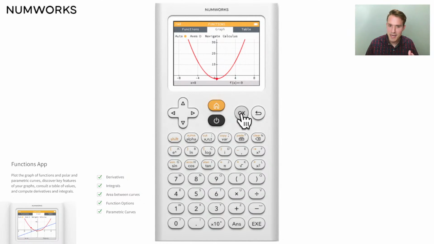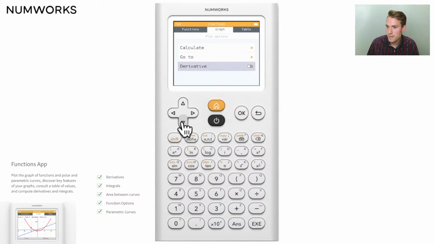Okay, so we were talking about derivatives and integrals. So let's talk about how we can use the Functions app to find derivatives of a function at a point. So one way to do this is to head into the Calculus menu here. So I'm going to navigate up and over to Calculus and click OK. And the last option on this says derivative, and it's a toggle.